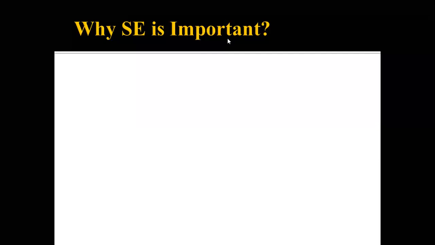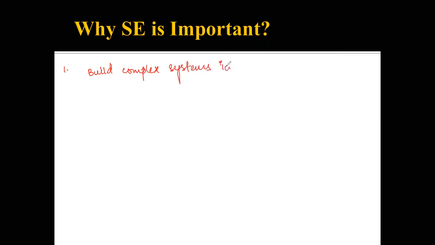Now coming on to why software engineering is important, why we are studying software engineering. We are studying software engineering because it is going to enable us to build complex systems in a timely manner. Now in here, what are complex systems?